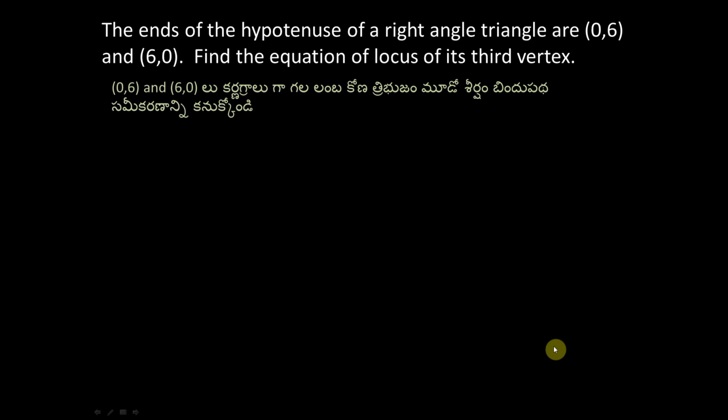Again, see this problem. The ends of the hypotenuse of a triangle are given as (0, 6) and (6, 0). Find the equation of locus of its third vertex.